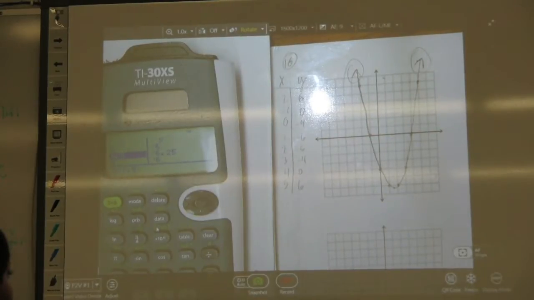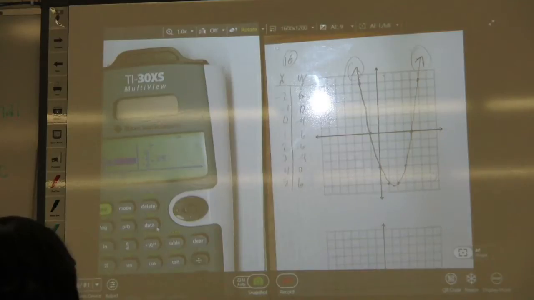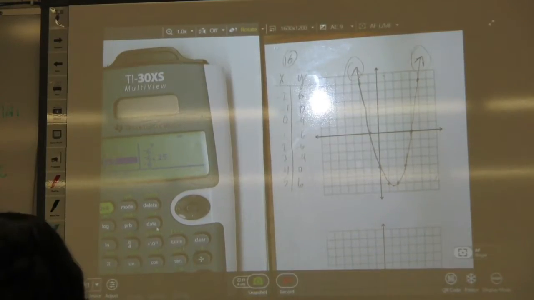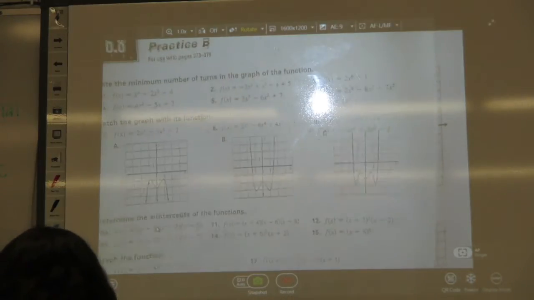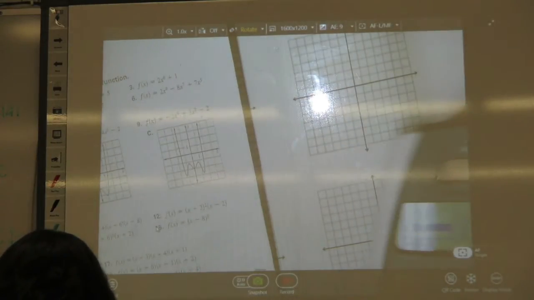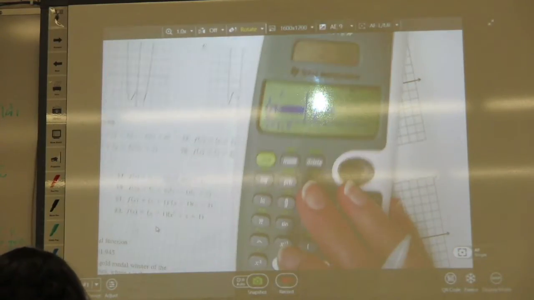Anyway. All right. Let's do number 17 as well, okay? Everybody good with 16? Everybody understands how to do it on the calculator? All right, let's try 17. This is a cubic. I can do that one by myself. Okay? All right, well, let's try it. Plug it in.